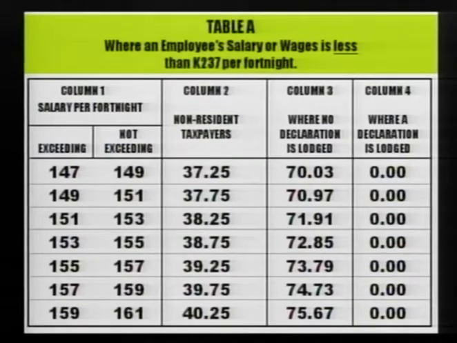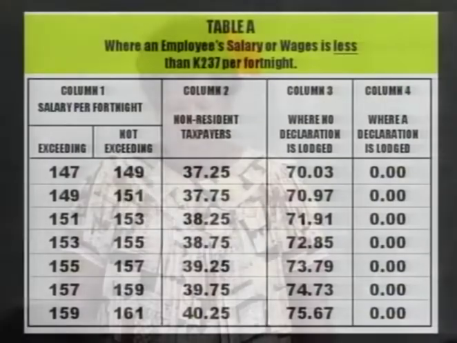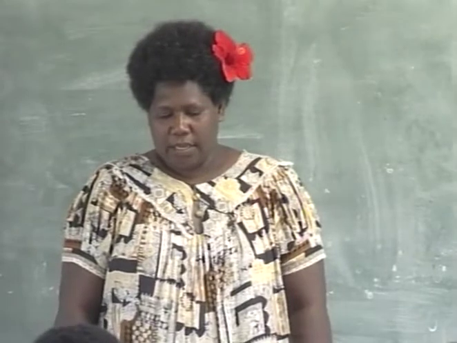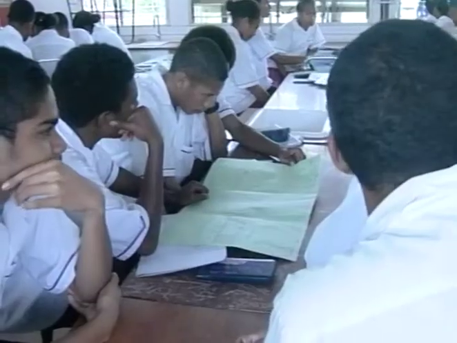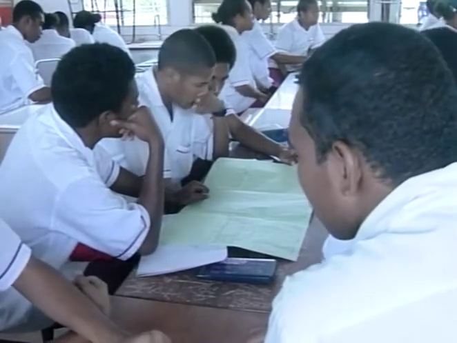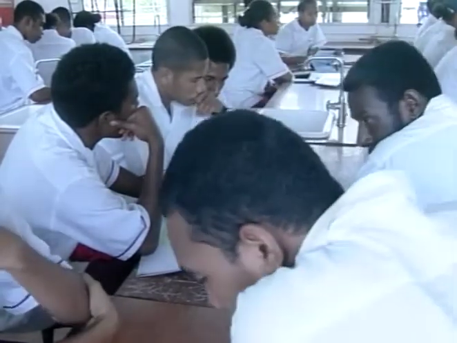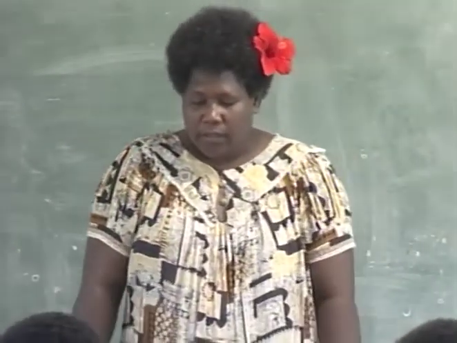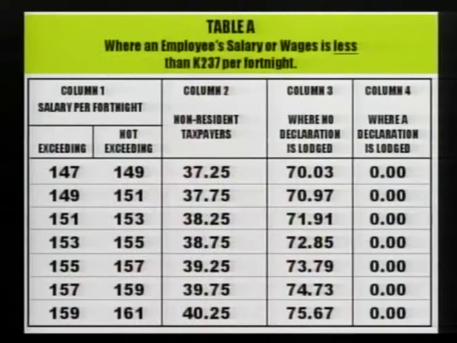Okay, then it says exceeding, not exceeding, which means if you receive 1 kina in a fortnight. Non-resident taxpayers means those people who are Papua New Guineans, but they don't live in PNG, they work elsewhere. None of them will receive 1 kina, but that's what it says now. Column 3 says where no declaration is lodged.